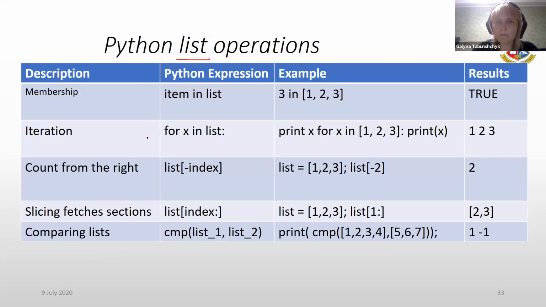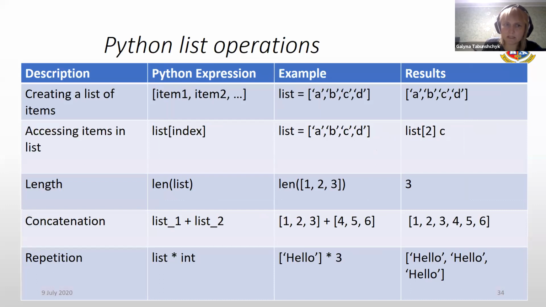There are a number of operations additional to the standard operations, such as arithmetic, comparison, and bitwise, which we can use with lists. For example, membership: in checks if an element is in the list. We could iterate the list, which means we look at each element one by one. We could select a required element by index. We could make a subset, a sublist selected from our list, and compare lists.